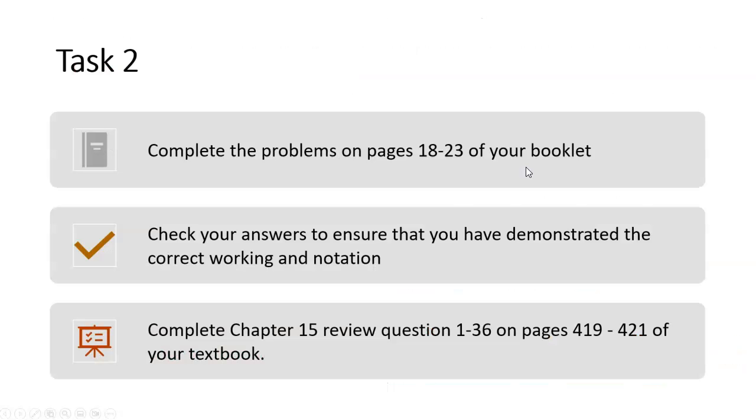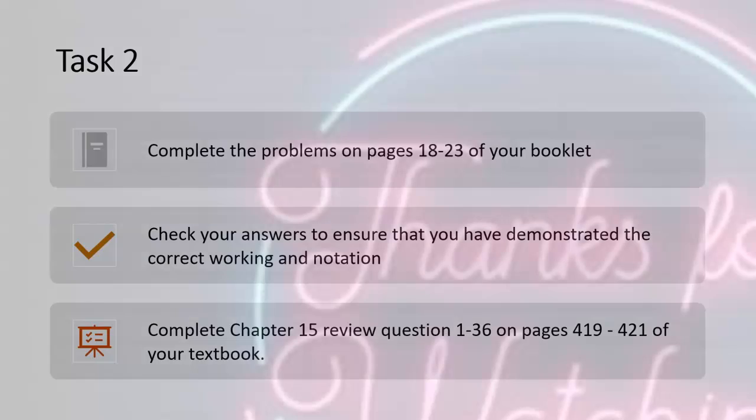Right, so your second task to finish this lesson is to complete the problems on pages 18 to 23 of your booklet. Please make sure that you work through each problem using the correct notation and taking the time to show all your working, as this is where you will be picking up the majority of your marks. Please check your answers to make sure that you have achieved the correct answers by showing all your working. And once you've done that, please complete the chapter review questions to consolidate your knowledge.